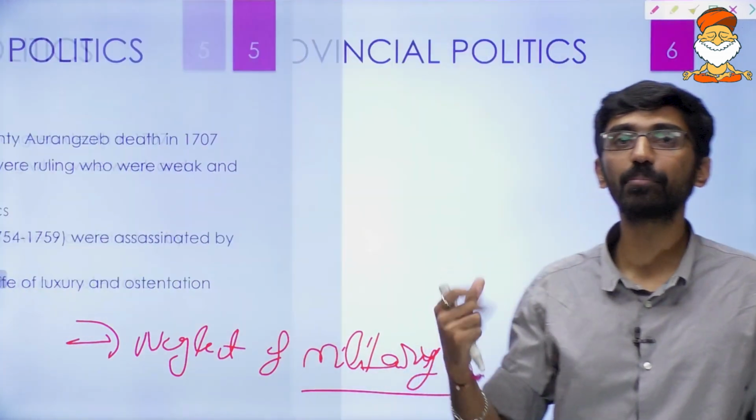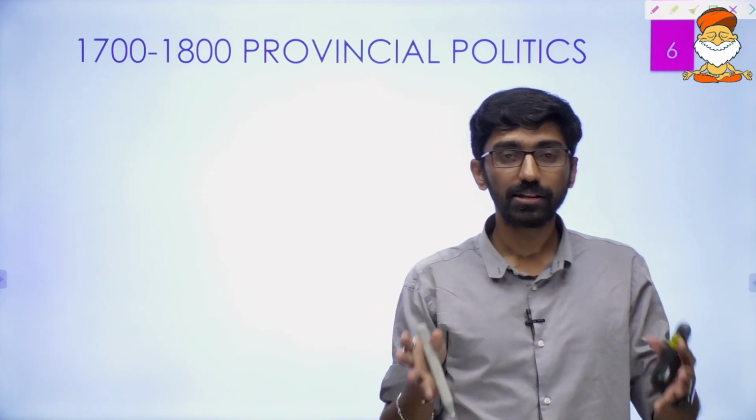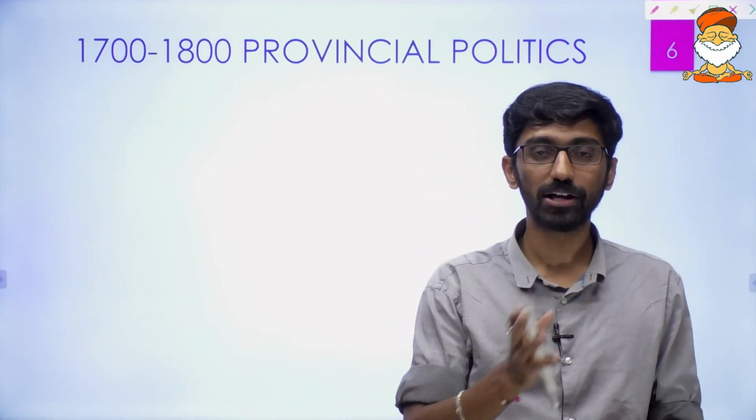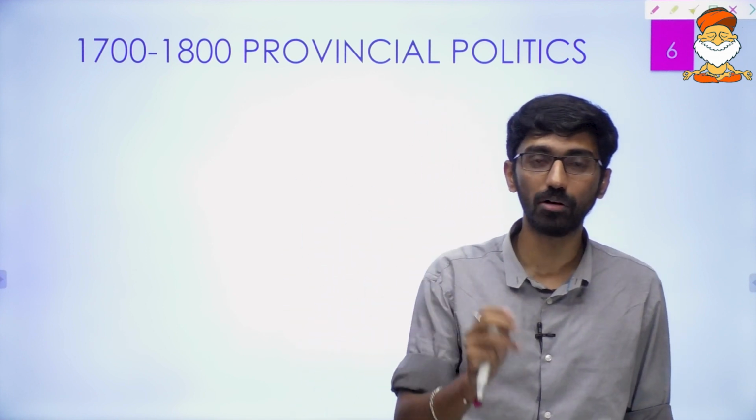Now what was happening at the provincial level? The provincial level means we are talking about the Mughal provinces, like the Deccan, Gujarat, Bengal, the Awadh region, and in the northwestern part of the subcontinent, the Punjab region.